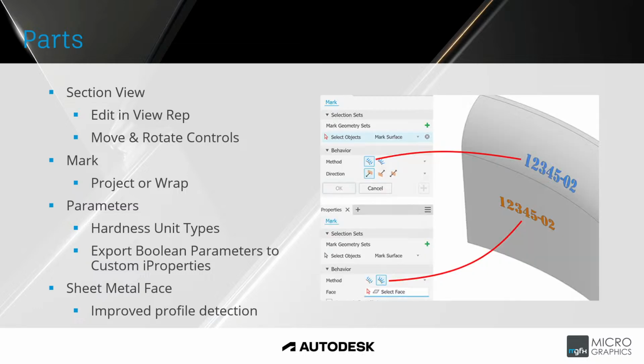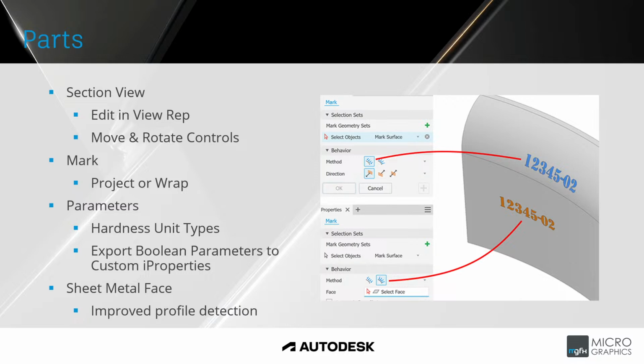A bit of improvement on the mark command that was brought in 2023. Previously, you were only able to project the mark command. You now have the option to project or wrap depending on the geometry that you are trying to mark. So we see on the right hand side two serial numbers. The first one, the top one in blue, is being projected onto a compound face.